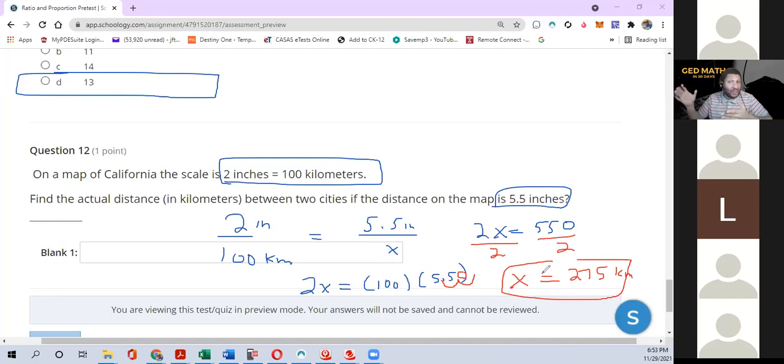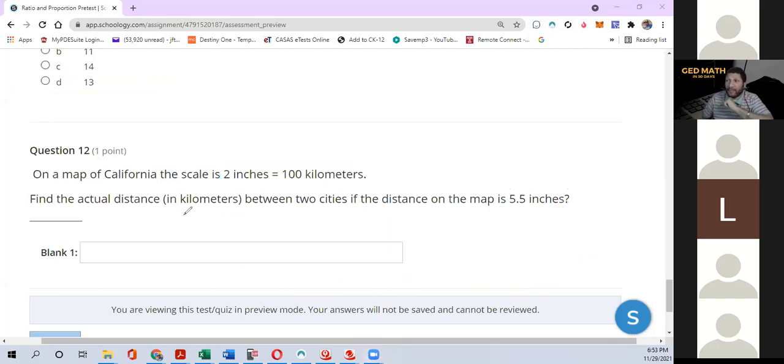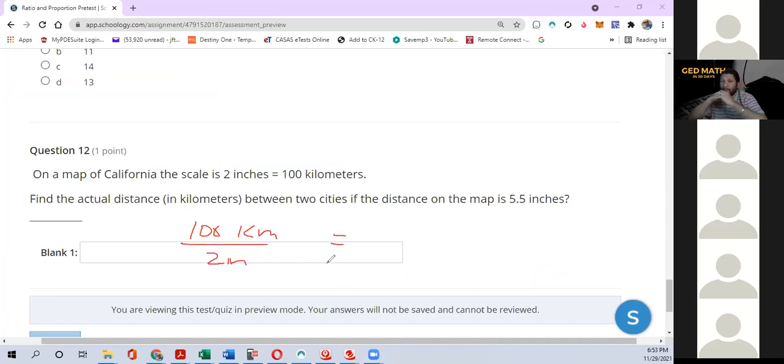I can almost guarantee you're going to see a problem like this. HiSET, GED, or TASC. They love scale problems. Now, the person who sent this in my email, even though she didn't know what a kilometer was, she set it up like this. And then she got stuck. Could she still have set it up this way and still solve this problem?